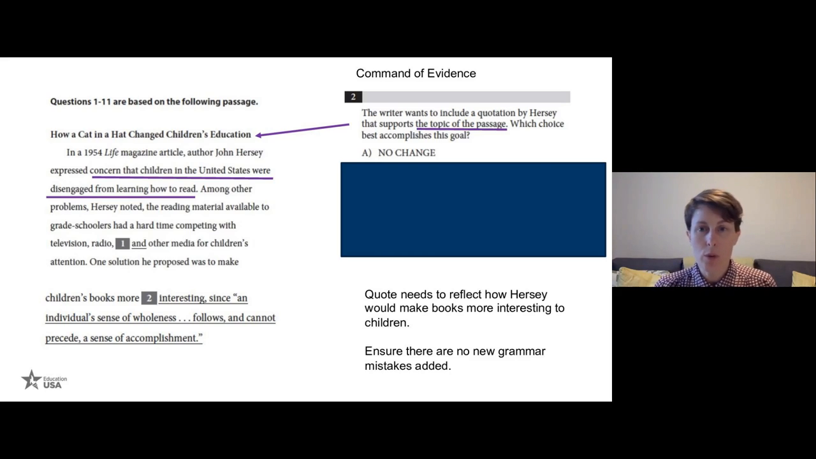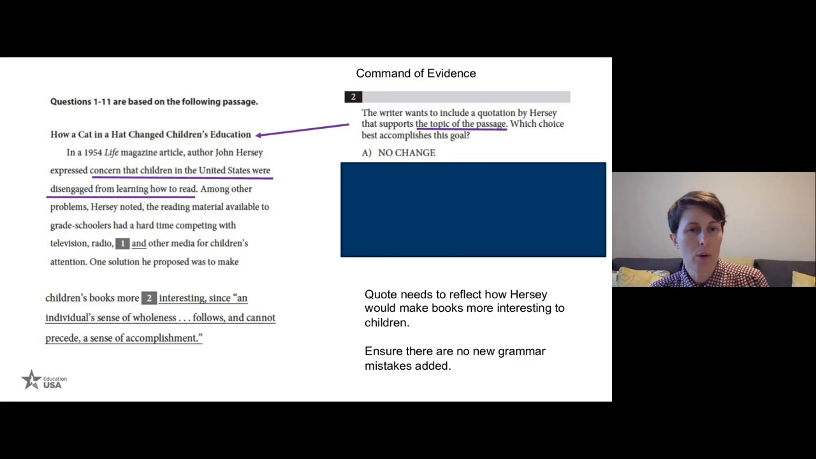The other thing is, when you add in new sentences, you have to make sure there are no new grammar errors. However, even though I'm saying that, oftentimes in these command of evidence questions, each choice should be correct in grammar. They're focusing more on the accuracy of the details rather than adding a comma in the wrong spot. So for the most part, that's not the thing being addressed in this particular kind of question.